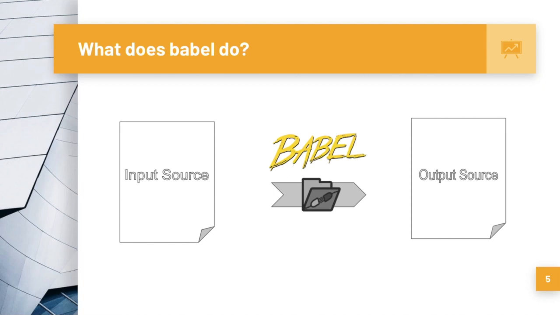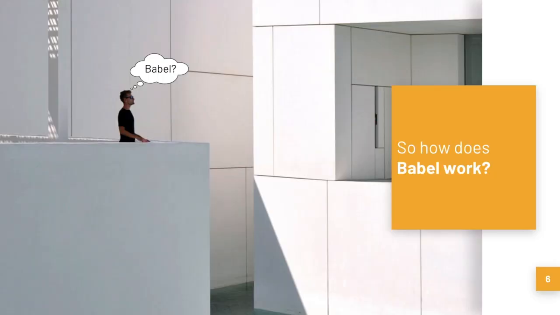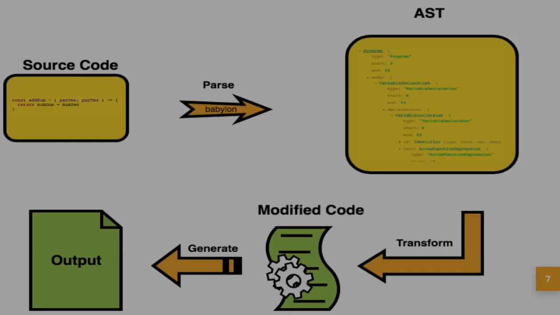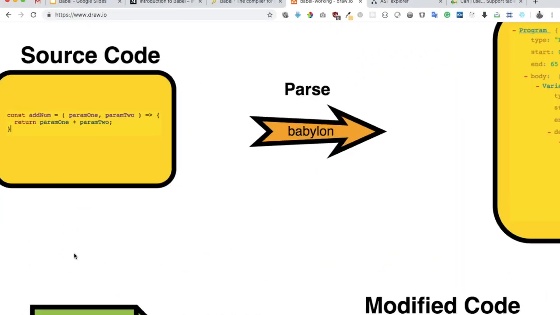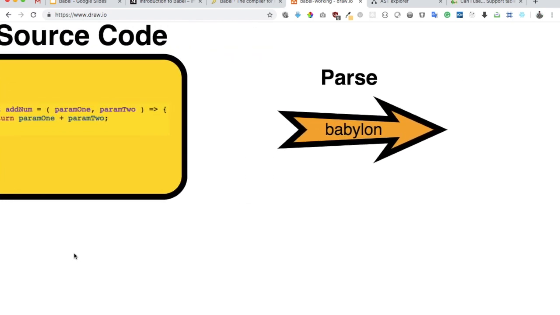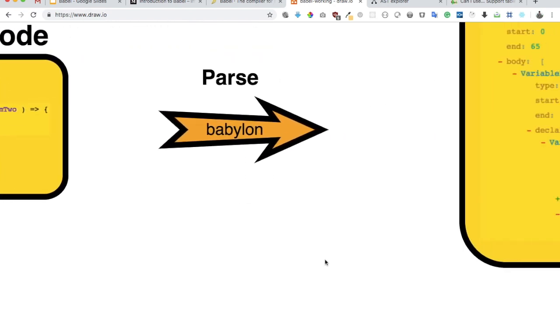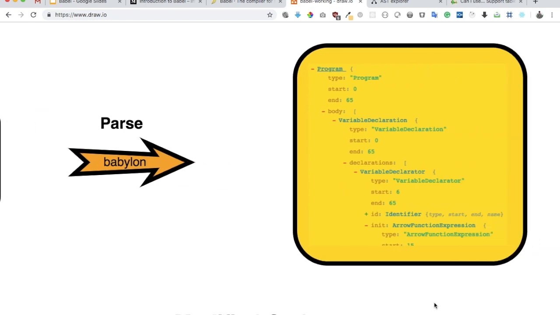Brilliant. All right guys, so let's understand how Babel actually works. As we know, Babel is a compiler. It converts one source code to another source code. So let's understand what goes on behind the scenes. Babel takes your source code. So this is your source code, let's say this is our arrow function. Then it uses a parser called Babylon, and it converts it into an AST, which is basically an abstract syntax tree.